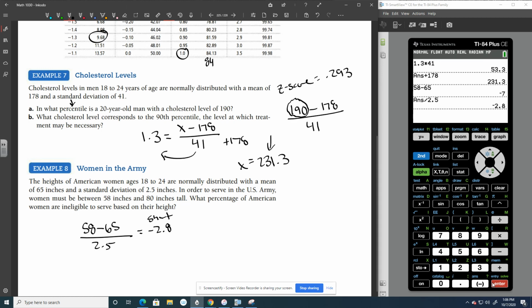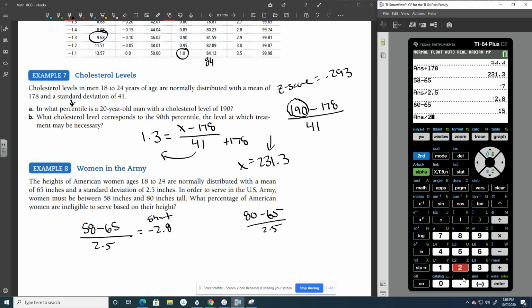Okay. Now the z-score for the tall people, 80 inches. So if I take 80 minus 65 and divide by 2.5, so let's go ahead and go 80 minus 65, enter, divide by 2.5, and I get 6. So my z-score for the tall group is 6. So what I'm looking for is what percentage of people are too short and what percentage of people are too tall.